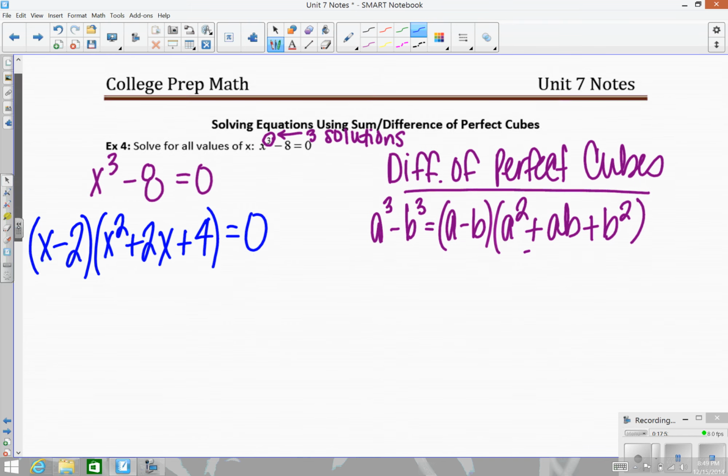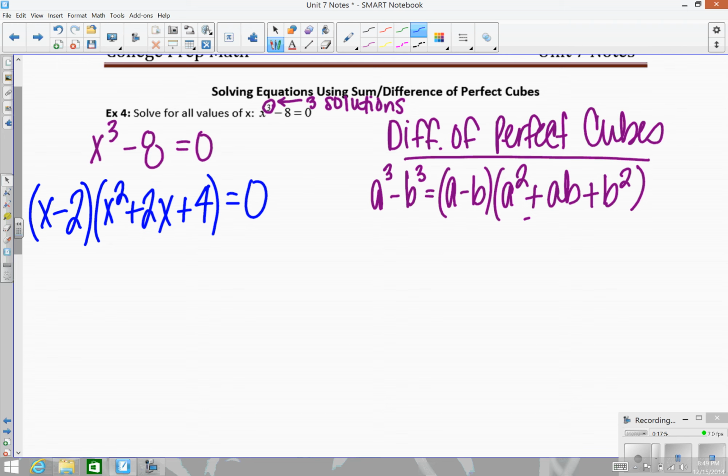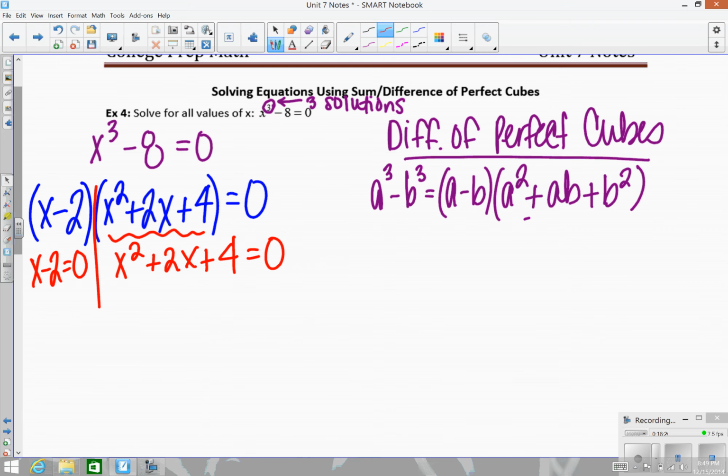So now, if you notice, we have a product being equal to 0. If we could, we would factor this further, but there's no numbers that are going to add to 2 and multiply to 4. So that tells me that when I split this down the middle, I'm going to have to do quadratic formula or completing the square to this right-hand side. So I'm going to set each piece equal to 0. And we're going to solve them. And remember, we're expecting 3 solutions. So one of my solutions is already done, x equals 2.